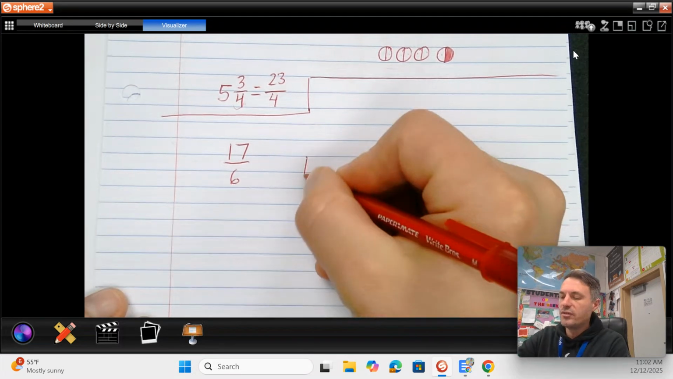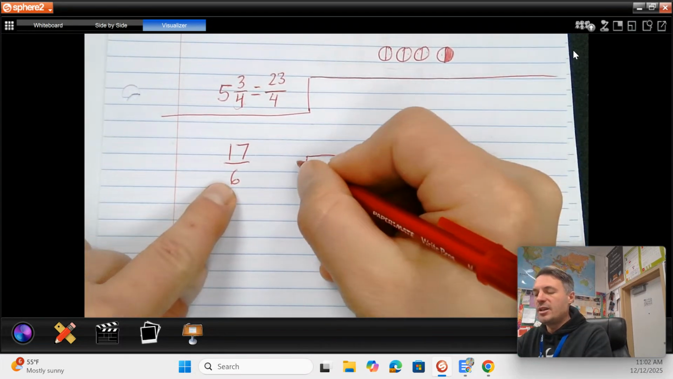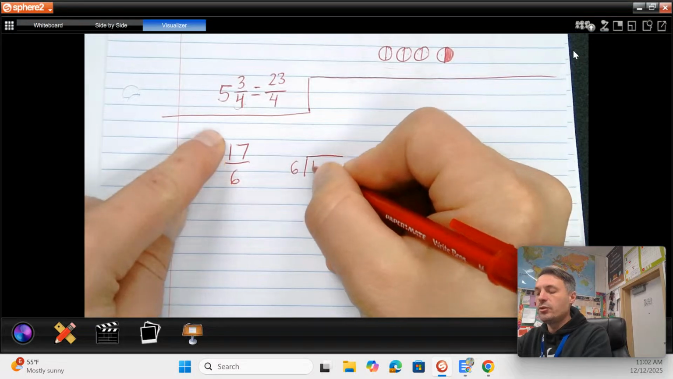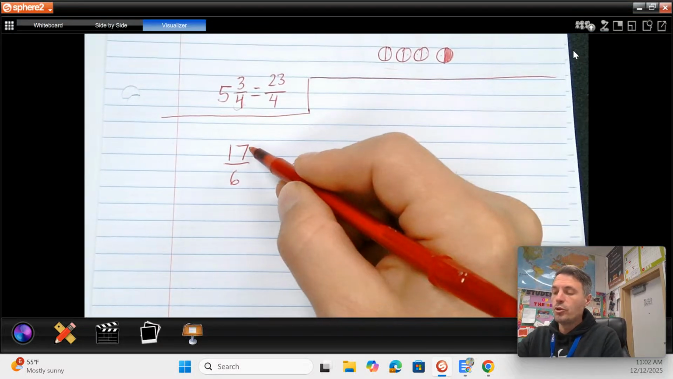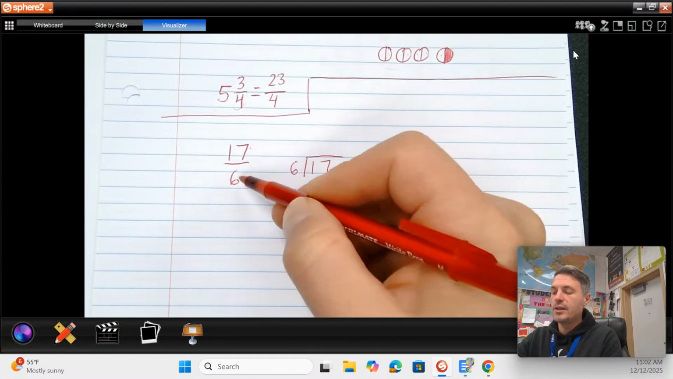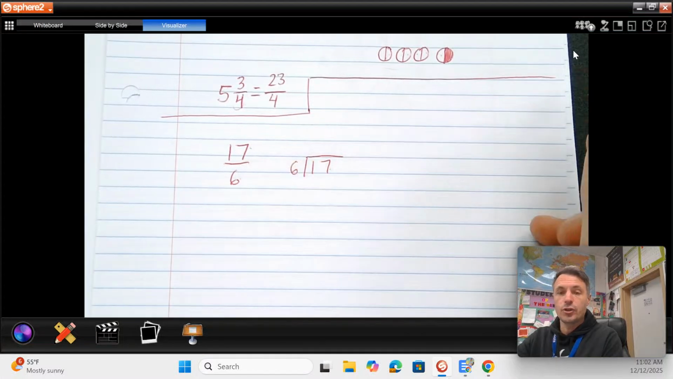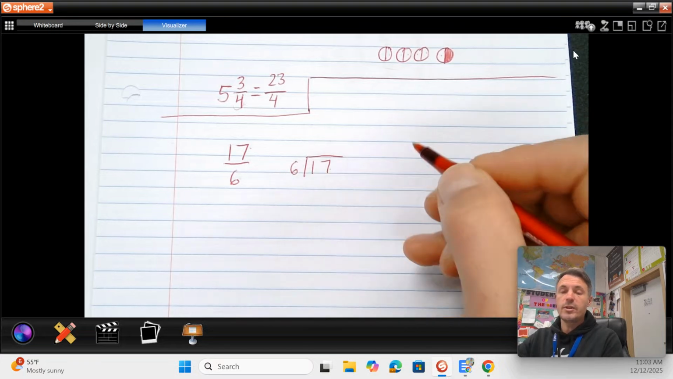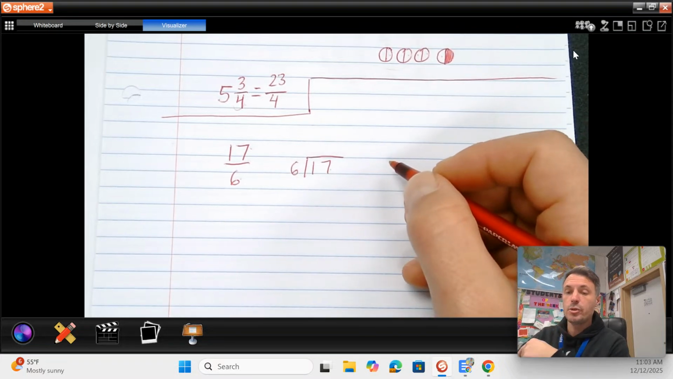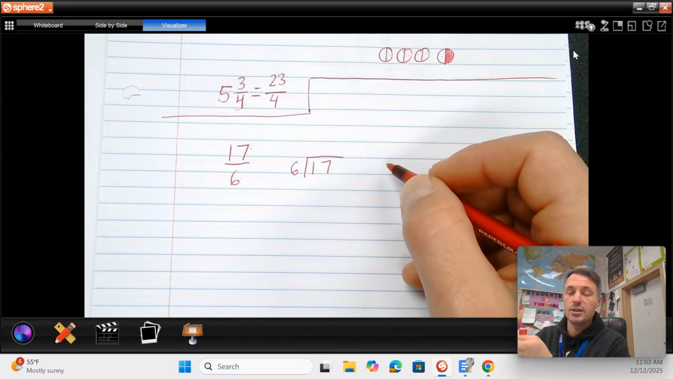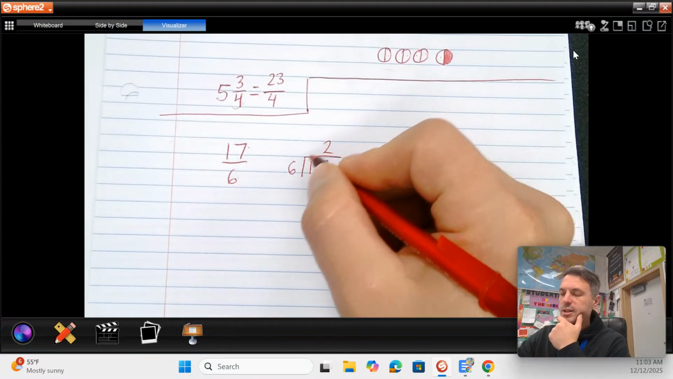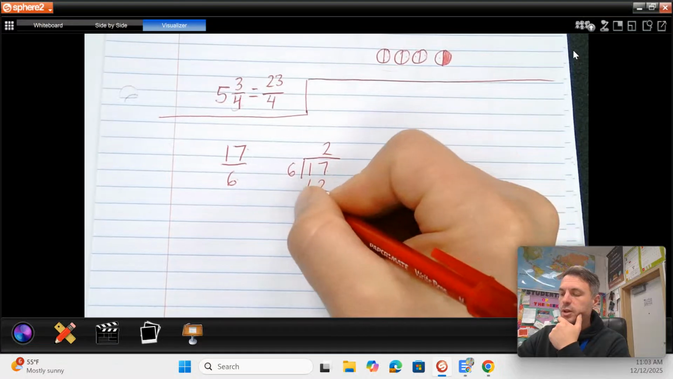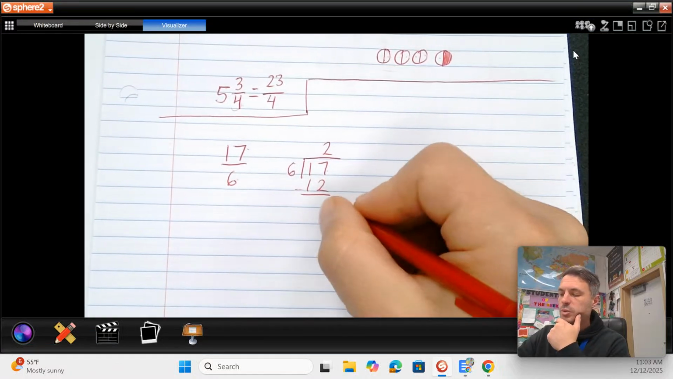You simply divide the denominator into the numerator. So you write a long division problem where the numerator is the dividend and the denominator is the divisor. And then you just divide. How many times can 6 fit into 17? Well, 6 times 2 is 12. 6 times 3 is 18, so that's too big, so it can only fit in 2 times. Then you multiply. 2 times 6 is 12. Then you subtract. 17 minus 12 is 5.